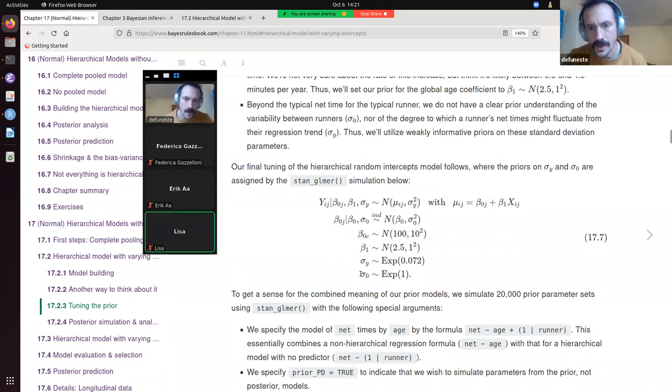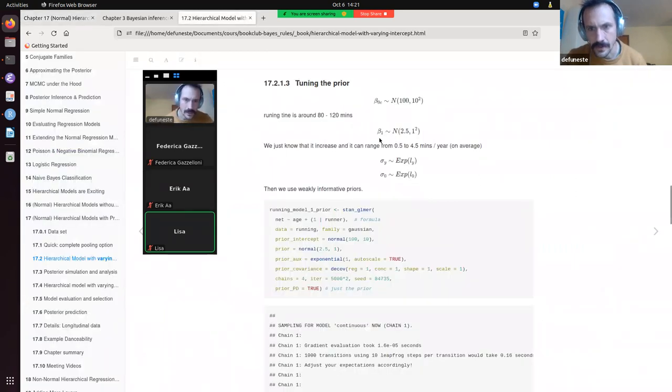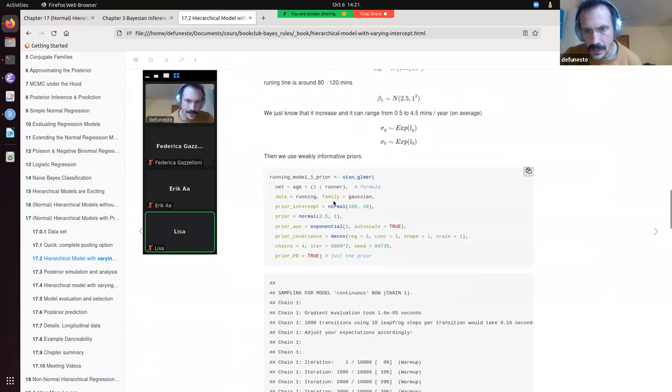So yeah, sigma 0 is the variation of the intercept and beta 0 is the intercept. I don't know if I was clear on that. And beta 1 is the coefficient. Okay, nothing new. One thing we didn't know is that in the GLMER function, you can add this line, prior PD equal true, which will run the model without taking into account the data, and will just generate simulations from the prior you have put, which is nice.